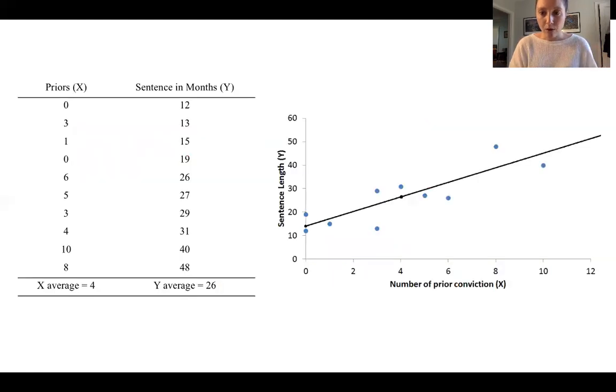So that's what a regression is doing behind the scenes. It's taking all of this data, it's plotting it, it's popping out numbers that correspond to pieces of this graphic, and then you can use those numbers to interpret the relationship. For every prior conviction people get, on average, their prison sentence length goes up by 3 months. That's how we would do that.